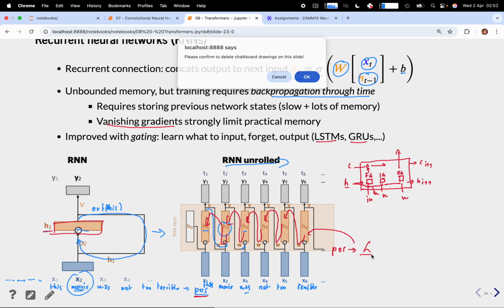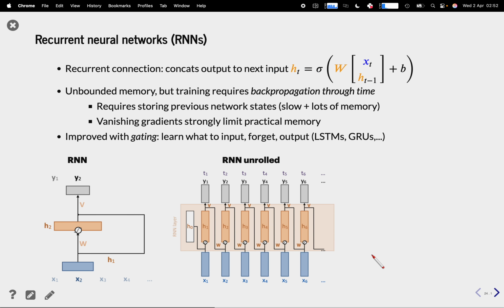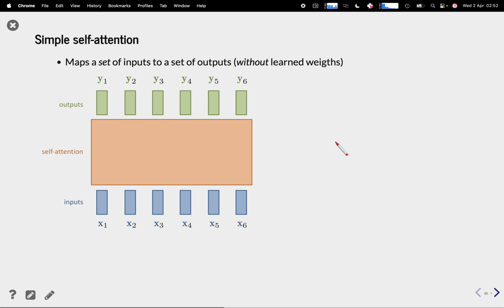Okay. Those are RNNs. Very useful. They're still used a lot, like LSTMs, and have many good applications, but they still have this memory limit that we want to solve. And we're going to solve it with something called self-attention. Okay, now it gets interesting.